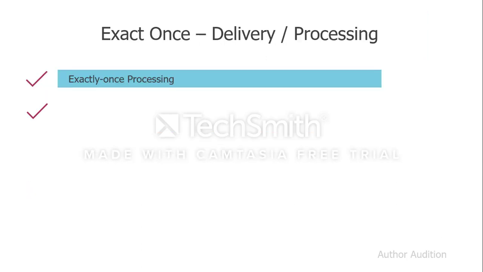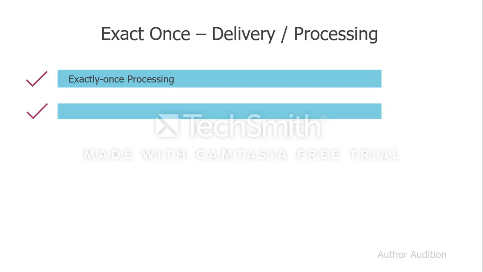Exactly once delivery and processing. Exactly once processing. This guarantees that given a set of inputs, the system always returns the same results. For example, this is important for repeatability. Exactly once delivery. This guarantees all outputs from the event are delivered to the output exactly once.